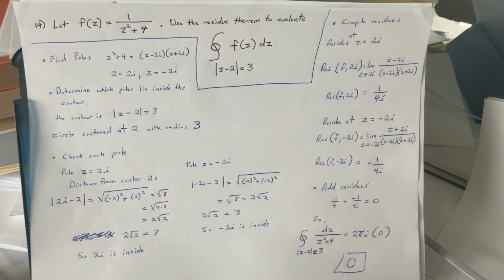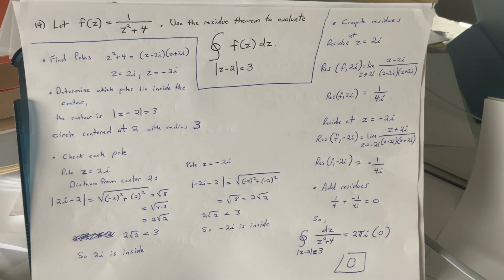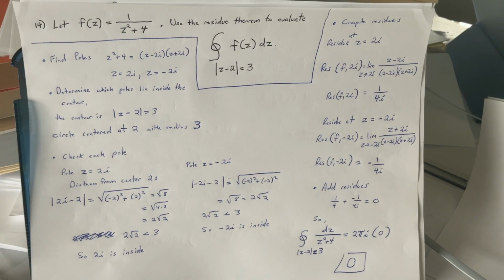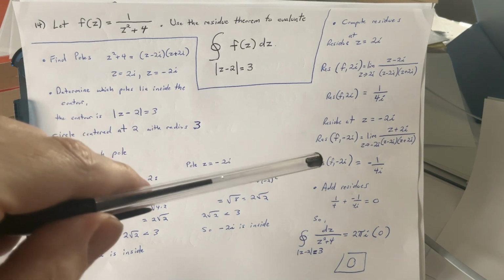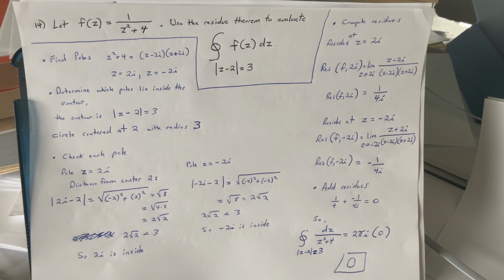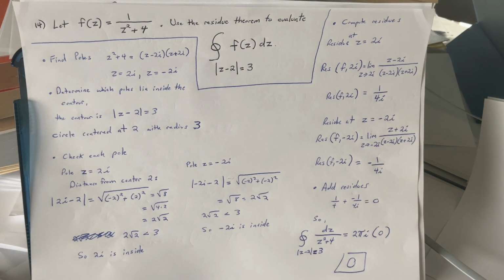So again, once we get here, we can compute those residues. The residue at z equals 2i: the residue of f at 2i is the limit as z approaches 2i of (z minus 2i) over (z minus 2i)(z plus 2i). We can cancel out the z minus 2i's. And this residue of f at 2i is 1 over 4i. Residue at z equals negative 2i: well, plug it in, reduce. We get 1 over negative 4i. So this isn't bad at all. Add the residues together.